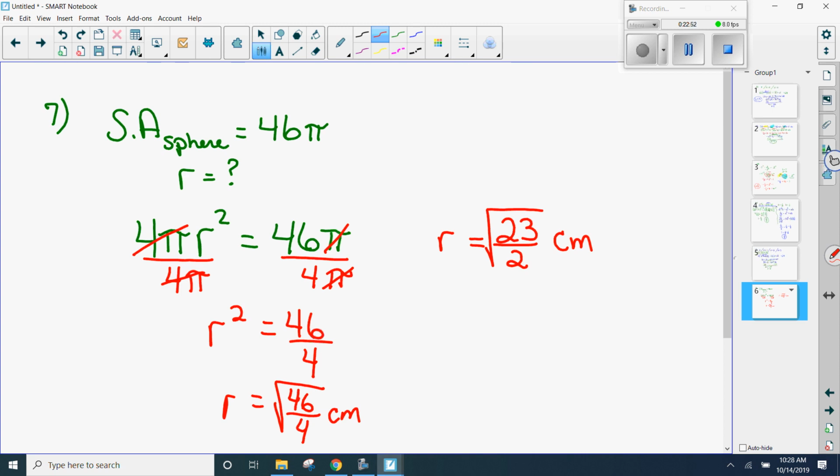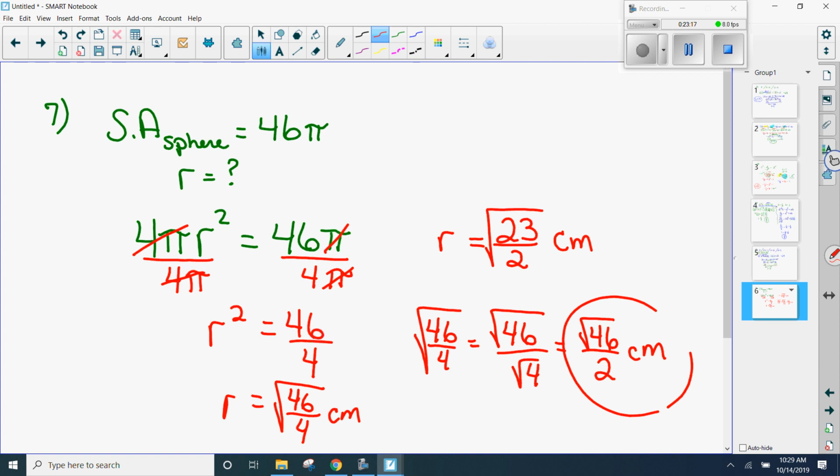What you're going to get into is when you take the square root of a fraction, say the square root of 46 over 4, you take the square root of the numerator over the square root of the denominator. What's the square root of 4? 2. So your answer could be the square root of 46 over 2 centimeters.